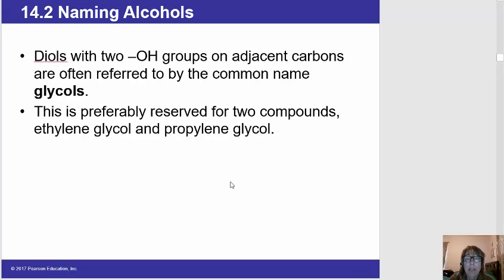And then here's a slide that just reiterates what I said about the glycols. That's a common name when the 2 hydroxyl groups are on adjacent carbons. And in general, IUPAC will accept ethylene glycol and propylene glycol, but those are the only 2 that we tend to use the common names for.